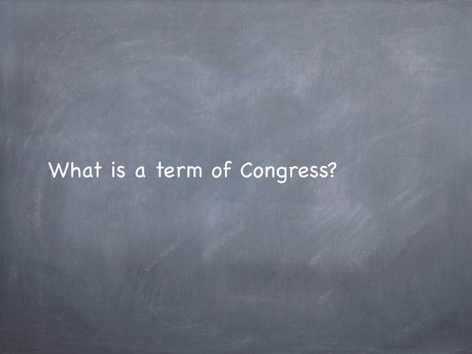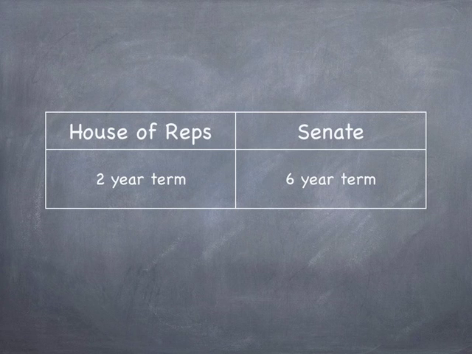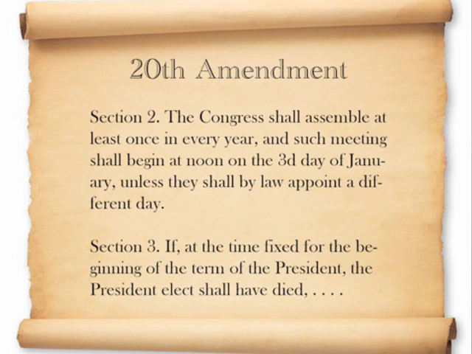What is a term of Congress? A term is the length of time that officials serve after an election, as in a 2- or 6-year term. The date for the start of each congressional term has been set by the 20th Amendment of 1933 as noon of the third day of January of every odd-numbered year.